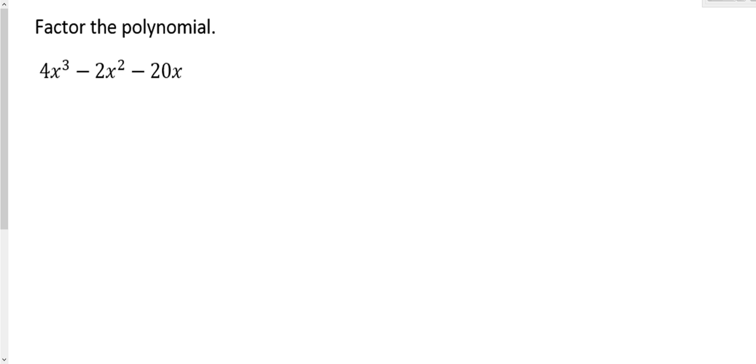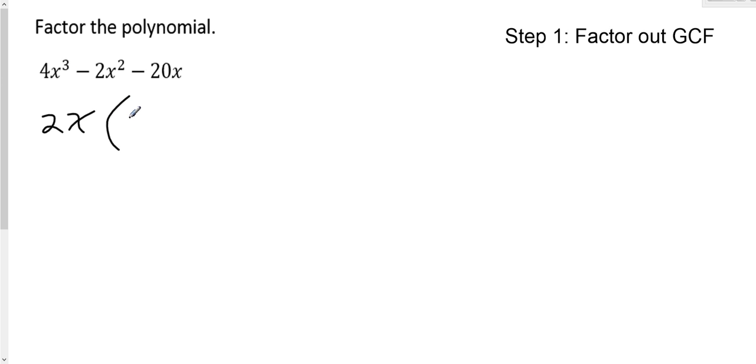Well, to factor a trinomial, the very first thing you want to do, the first step, is to factor out the GCF. So the GCF for this trinomial is 2x. So I'm going to take the 2x and factor out 2x. Dividing each term by 2x gives me the trinomial 2x squared minus x minus 10. All right, so that's step one. Step one is to factor out the GCF.